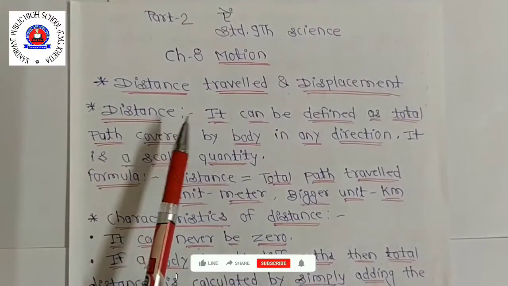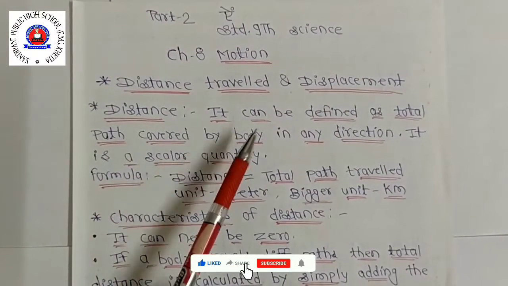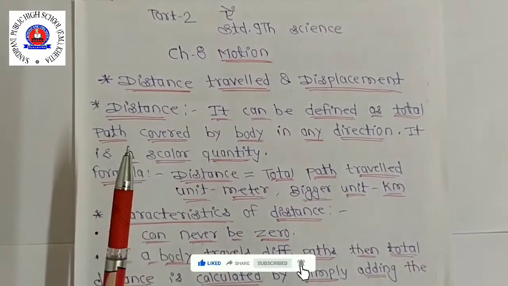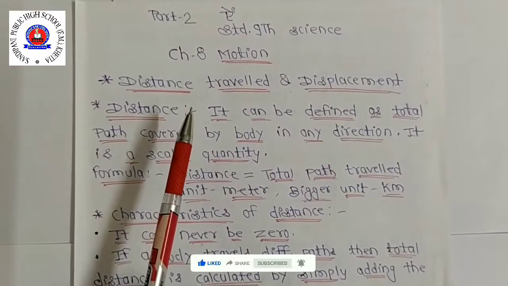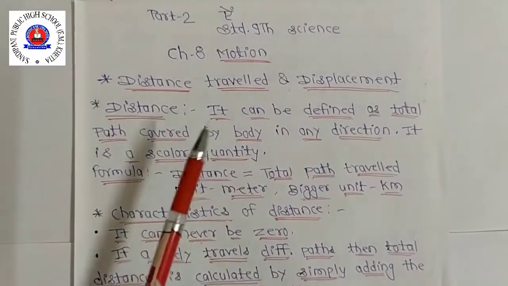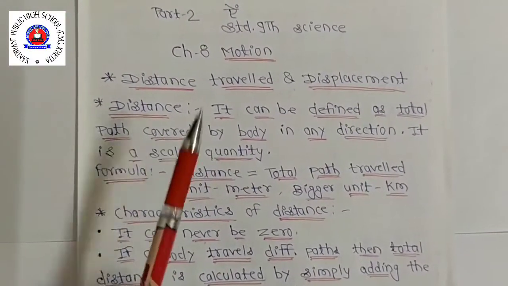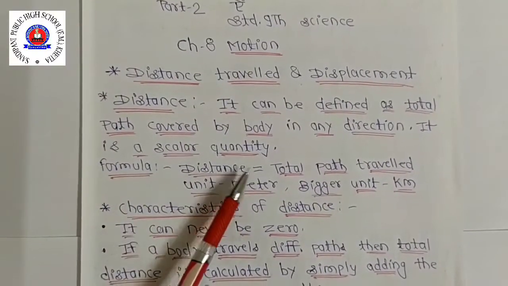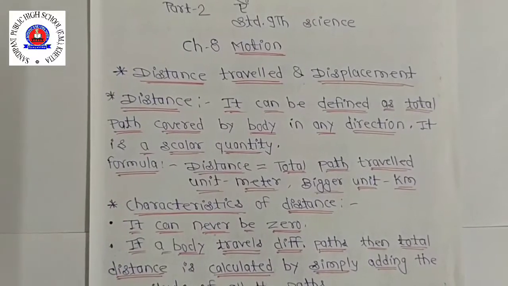Distance can be defined as the total path covered by a body in any direction. Means whatever path the body covers, in any direction, no matter which. So that is called the distance. It is a scalar quantity, and you know that in a scalar quantity only magnitude is there. Formula: distance is equal to total path traveled.